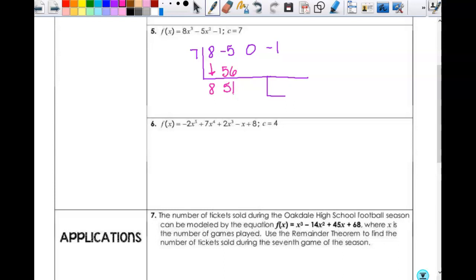If you leave out this 0, then you're not going to get the right answer for sure. So make sure.